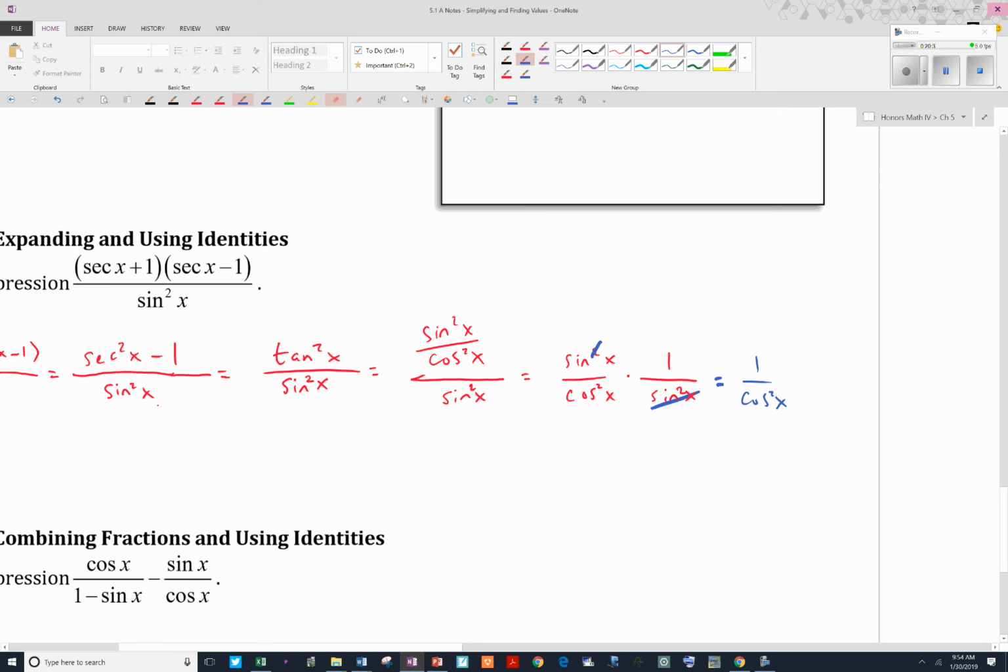If you're left with more than one trig function in your problem, not that that couldn't happen, but normally this will simplify to one trig value.